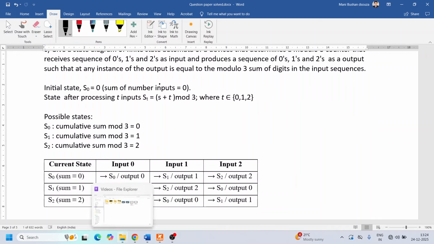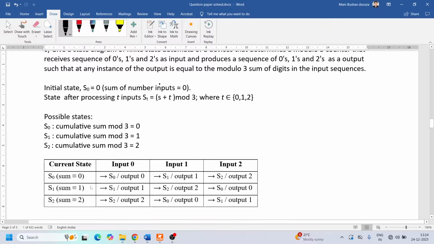So if you are at the S1 state, and you give the input as 2, this is going to be 1 plus 2 divided by 3, 3 by 3. Remember, we are talking about modulo 3, that means we are interested in the remainder, not the quotient. So the remainder is 0.